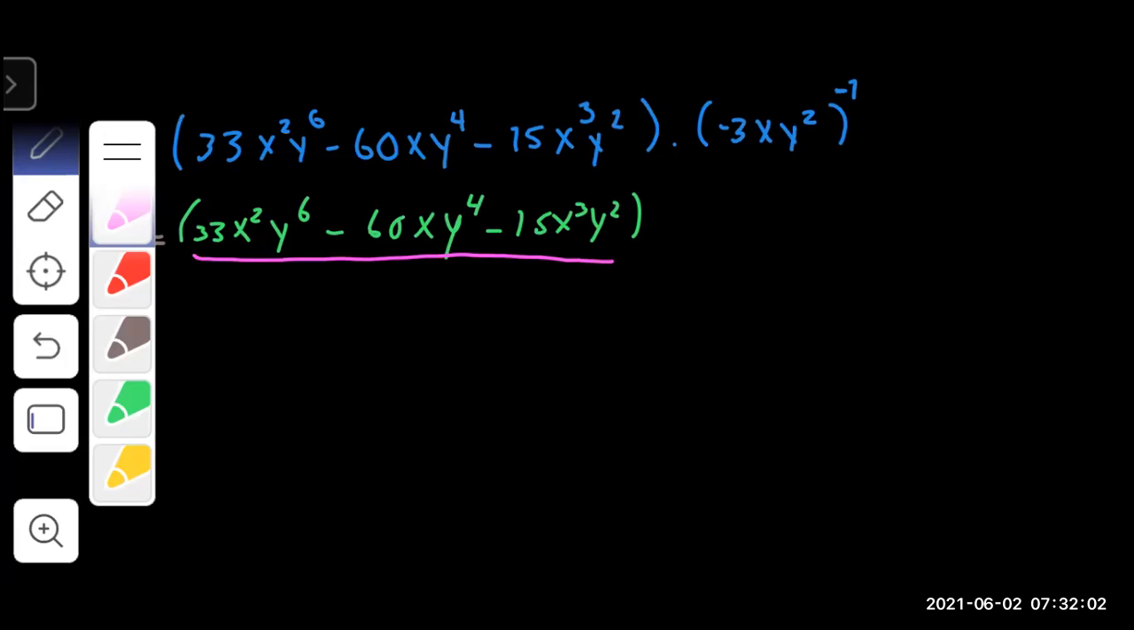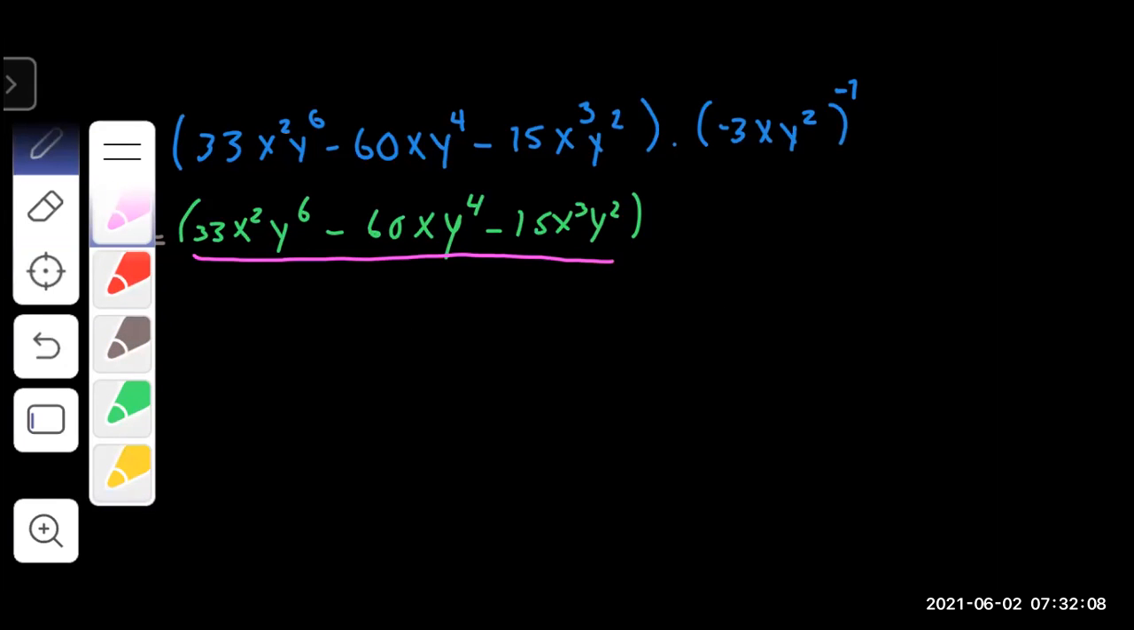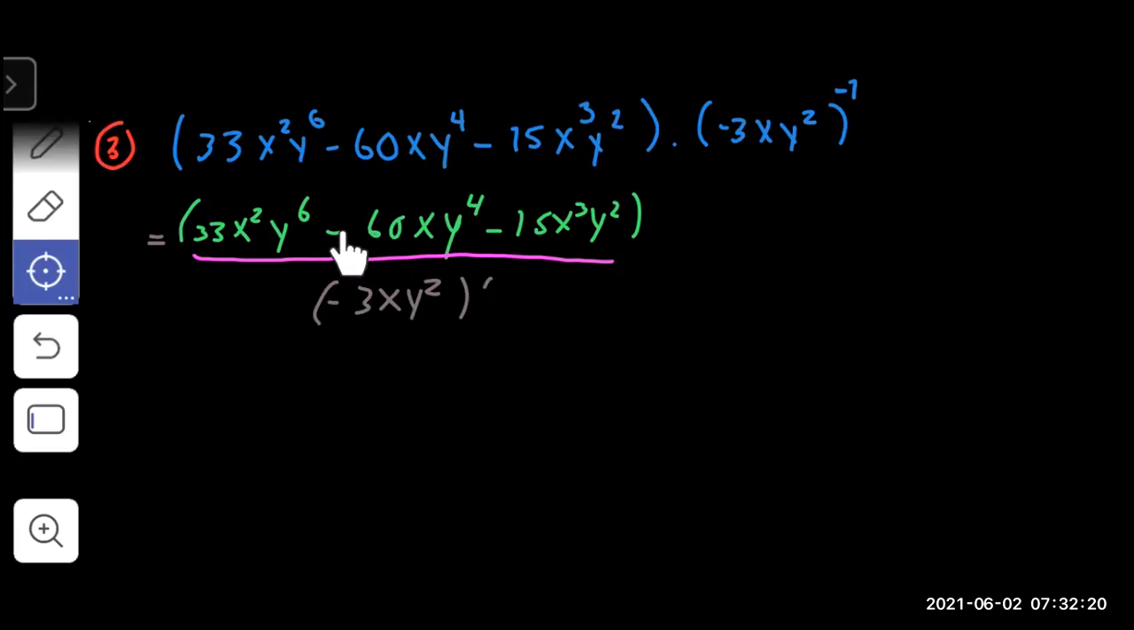That's what we learned in the property. I get rid of the negative by putting it down, so you put negative 3xy squared, raised to the first power. You don't need to put that exponent. And now it's a division, right? It looked like a multiplication, but we convert it into a division, because this is negative 1, so I move it down.